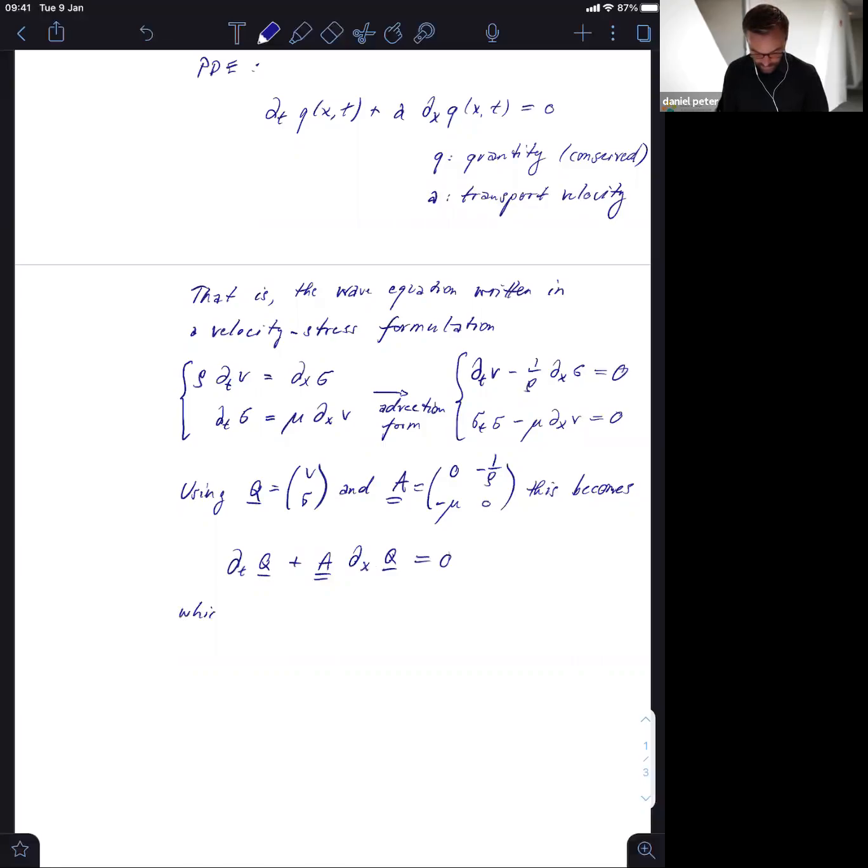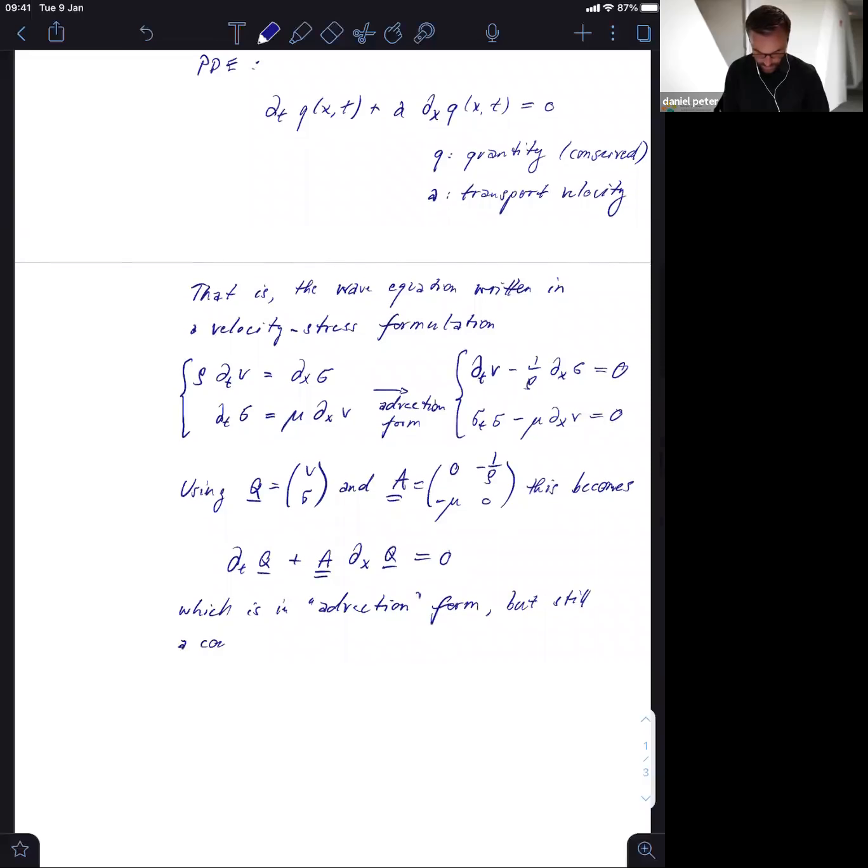So see, this is in this advection form that we had above. But still, it's a coupled system of equations. So equations 1 and 2 here, they're still coupled. They depend on each other.